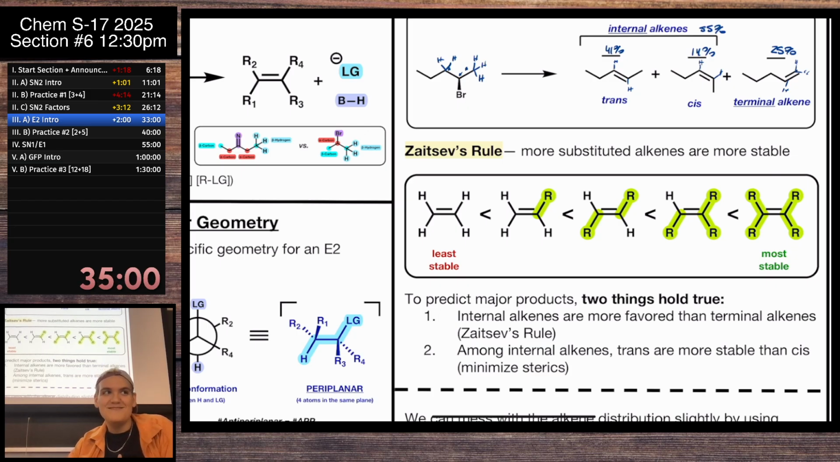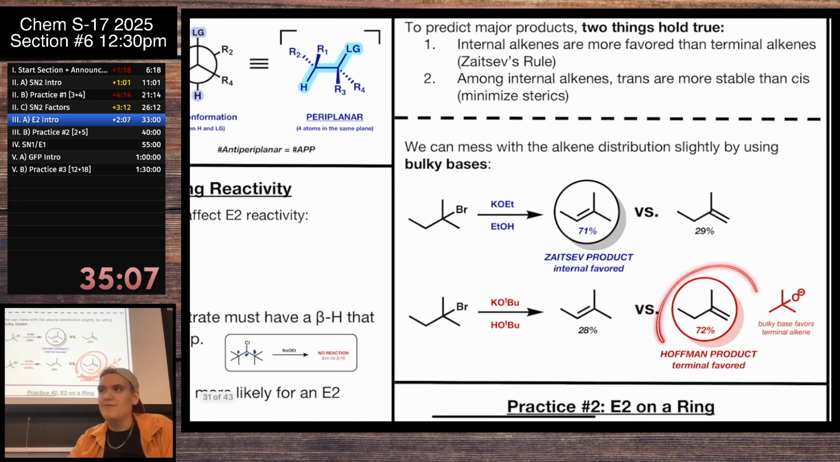Now, because this is organic chemistry and there are always exceptions, what if we actually want to make the terminal alkene? We want to subvert Zaitsev's rule.